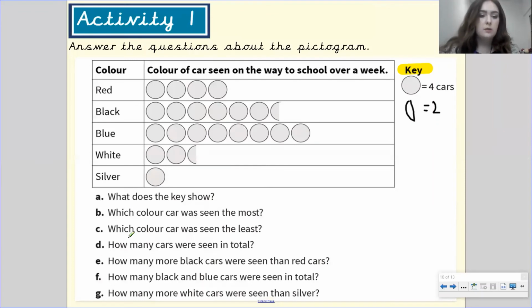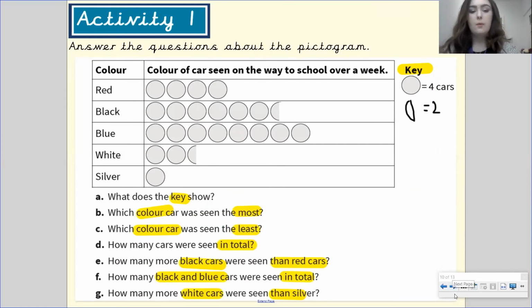Okay, so you have got parts A, B, C, D, E, F, and G to this question. So what does the key show? Which colour car was seen the most? Which colour car was seen the least? How many cars were seen in total? How many more black cars were seen than red cars? How many black and blue cars were seen in total? And how many more white cars were seen than silver? Pause the video here if you are answering activity number 1.